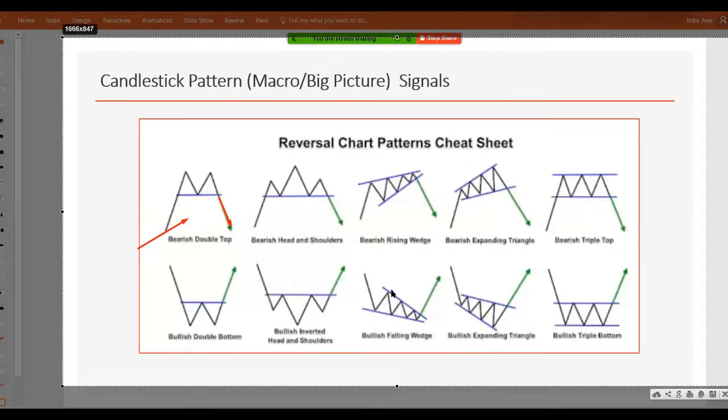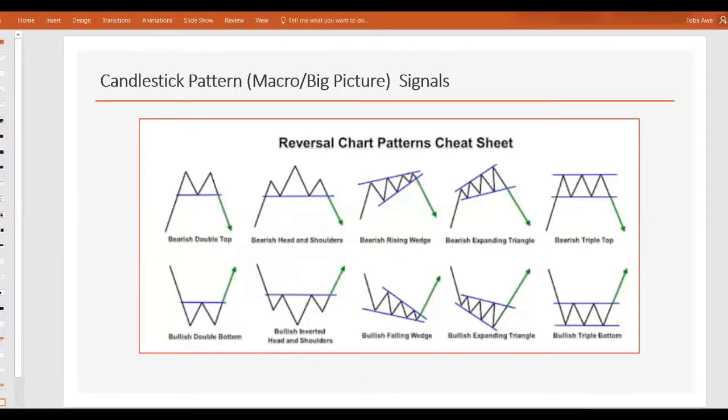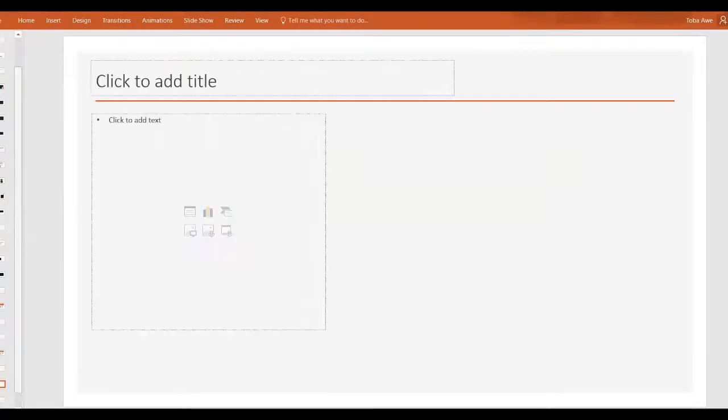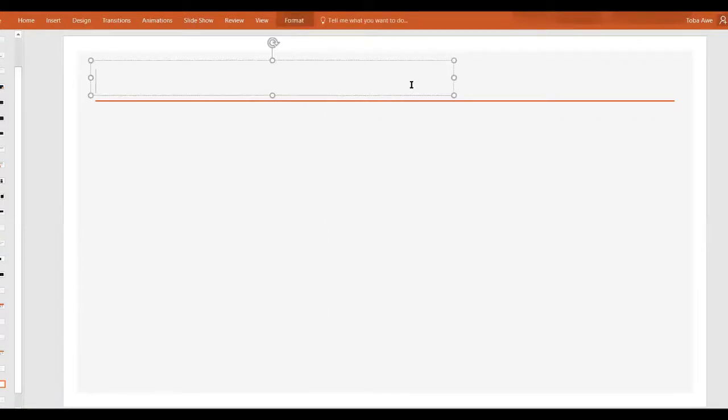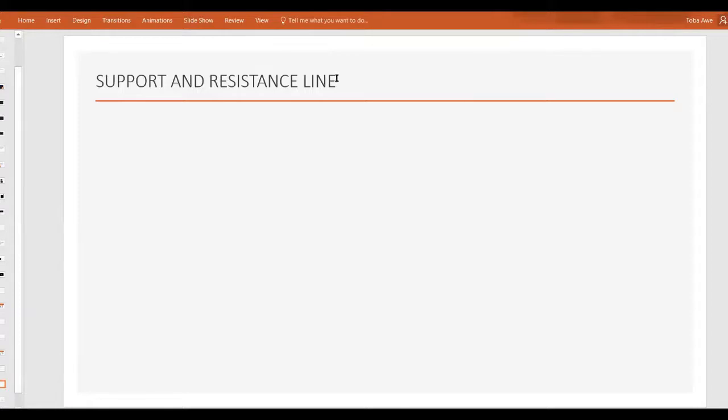Now, there are some basic things we need to know, which are the support and resistance lines. This line we're seeing here. Let me go back to the live chat and explain what support and resistance is. Support and resistance lines are very important in understanding the market. They are also known as SR. S for support, R for resistance.